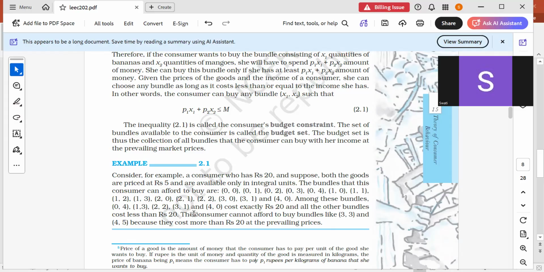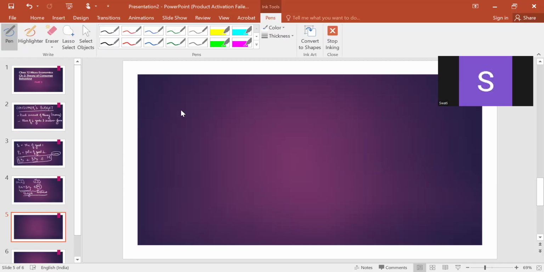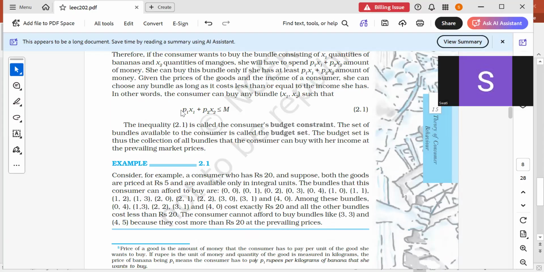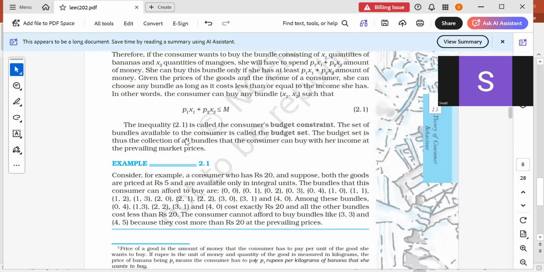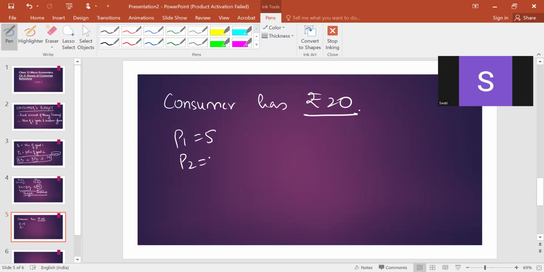Now let's take an example. Let's say the consumer has 20 rupees. Now suppose both the goods are priced at 5 rupees. So P1 is 5 and P2 is 5. What combinations can we make with these prices? What quantities of X1 and X2 can the consumer purchase with these prices and the income that is given to us?